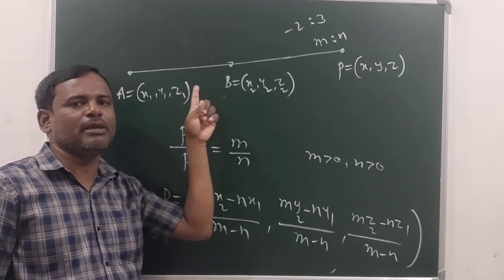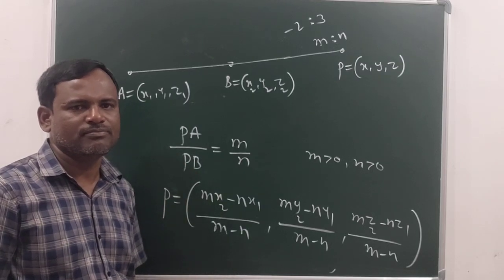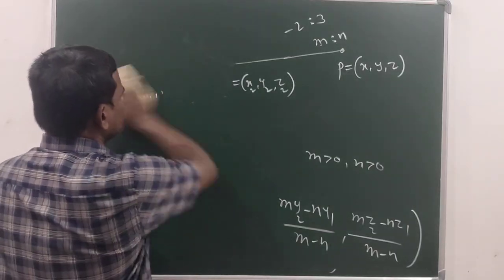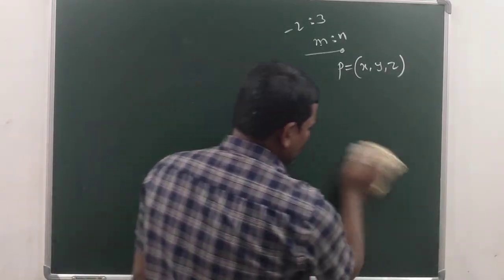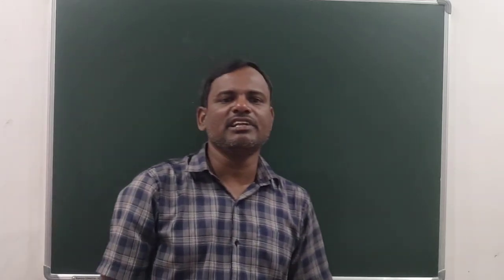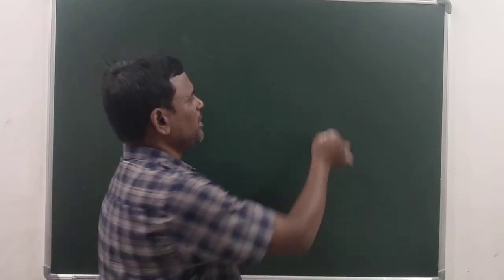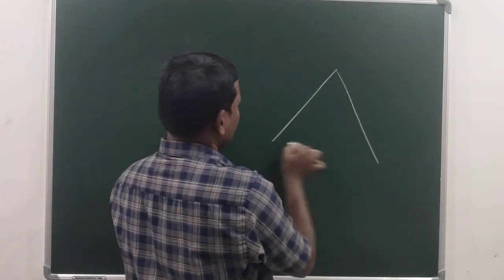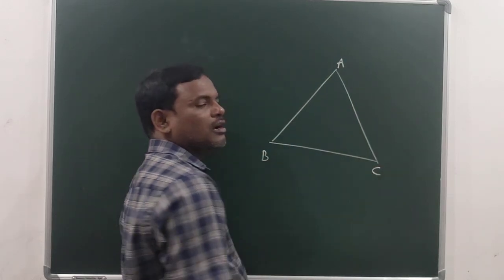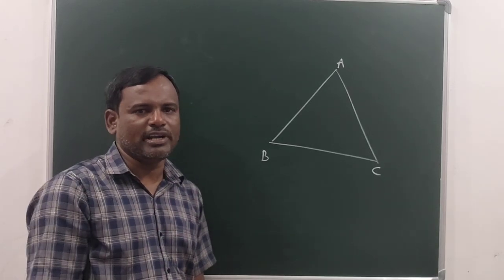So this is the external division formula, because P is dividing AB externally. Hence it is known as the external division formula. Okay, students? Right. Next, let us go to find the centroid of a triangle when the vertices of the triangle are given, same like 2D, but here one extra coordinate will come, the z coordinate.